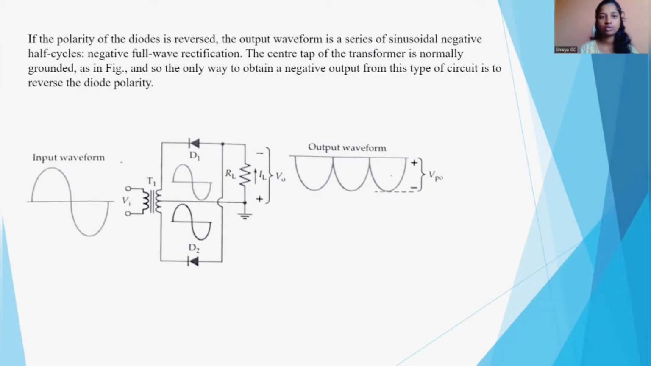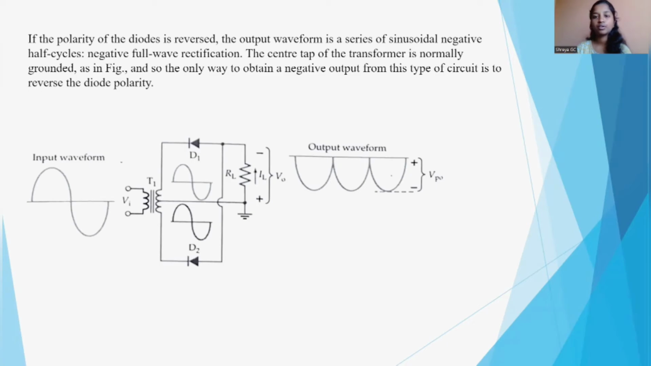If the polarity of the diodes is reversed, the output waveform is a series of sinusoidal negative half cycles, called negative full wave rectification. If the diodes D1 and D2 are reversed, then it is called negative full wave rectification. Here we can see that at the top negative is present and at the bottom positive is present. So this is negative full wave rectification.